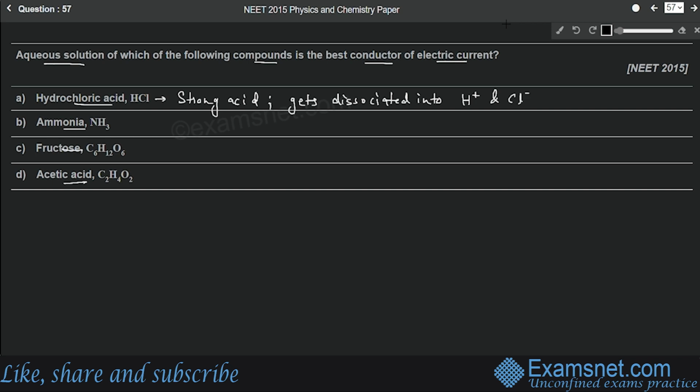This is the reason this will act as a strong electrolyte. That's why it is the best conductor of electric current. Okay, so option A will be the correct answer. Other options, that means ammonia, fructose and acetic acid, these are non-electrolytes. So the correct option is only option number A.